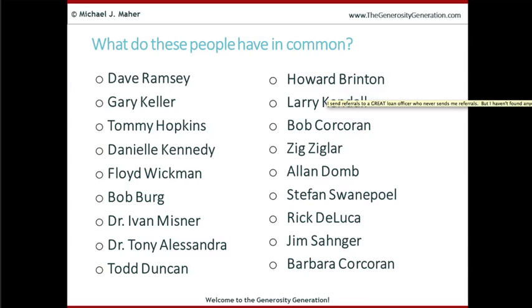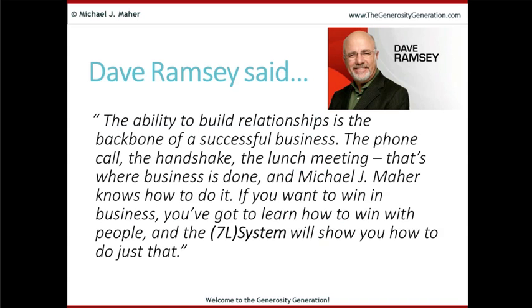So here's the first thing. What do these people have in common? Dave Ramsey, Gary Keller, Tom Hopkins, Zig Ziglar, Alan Dom, Barbara Corcoran, Todd Duncan, Howard Brinton, Larry Kendall, Bob Corcoran, no relation to Barbara Corcoran, Floyd Wickman, Bob Berg, Dr. Ivan Misner, Dr. Tony Alessandra. What do they have in common? Well, they have one thing in common, and they all endorsed the 7L system.